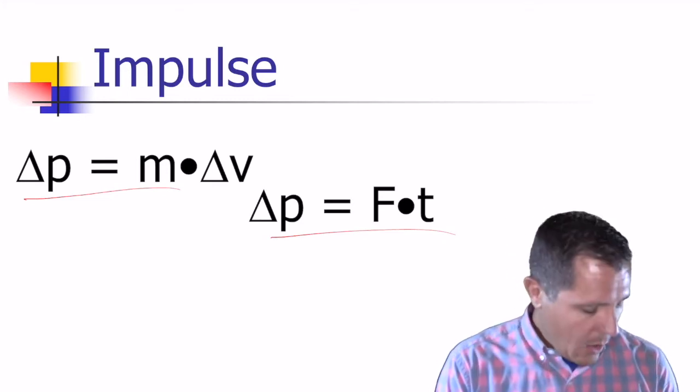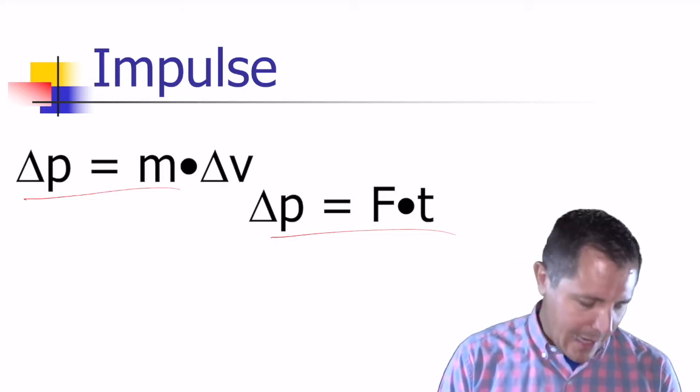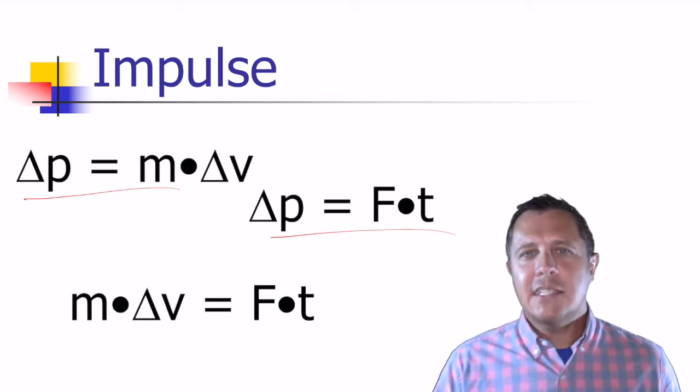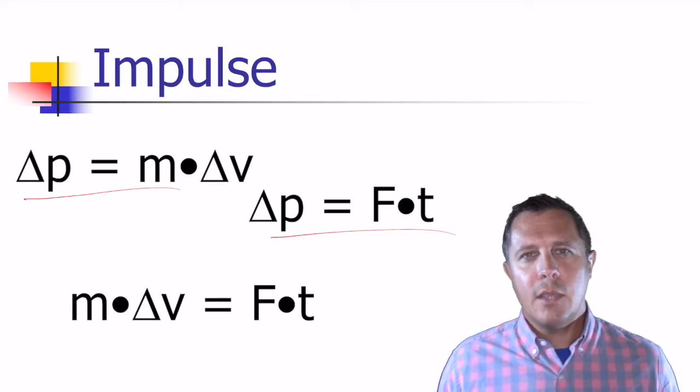Okay, if we know that impulse is equal to mass times change in velocity and also equal to force times time, we can set the two equal to each other. So mass times change in velocity is equal to force times time. Okay, let's have a scenario.